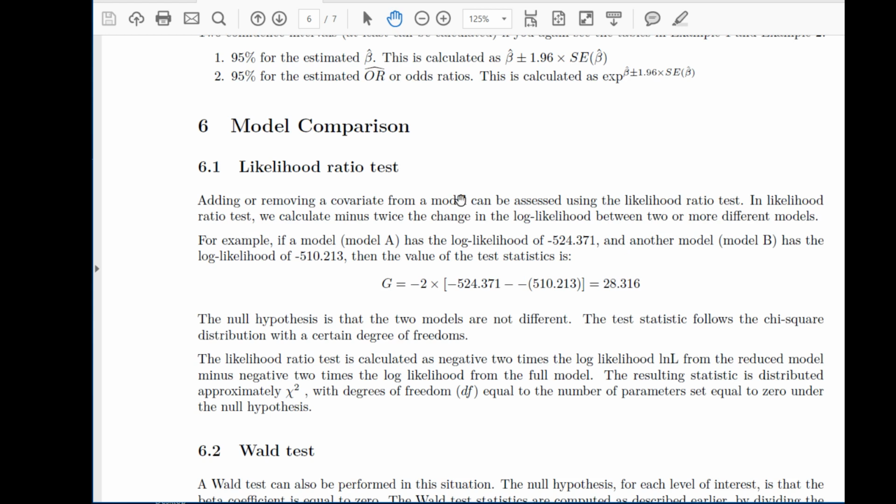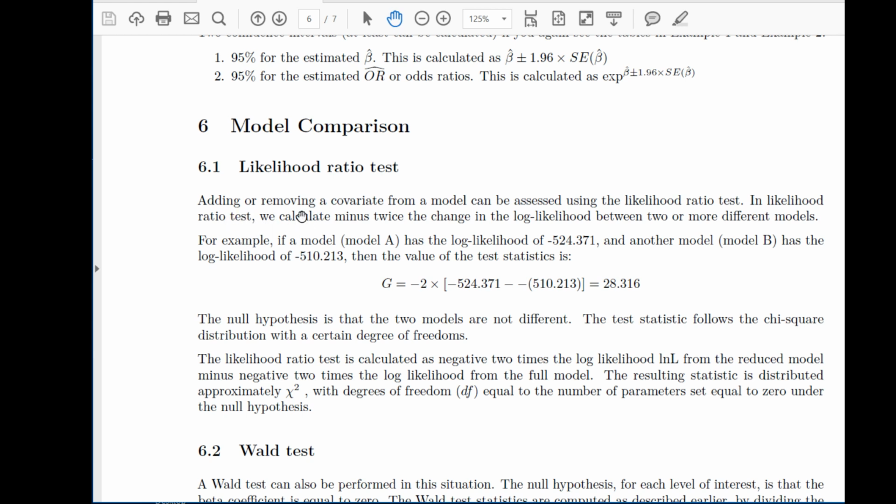Model comparison. We know that you can use the p-value from the Wald statistic to look at which variables are important or not important. If the covariate has a p-value bigger than 0.05, for example, you might say that the covariate is not important in the model. Looking at the p-value based on the Wald statistics is alright, but there is a better way to look at whether this covariate is important to be in the model or not. That is by doing the likelihood ratio test.